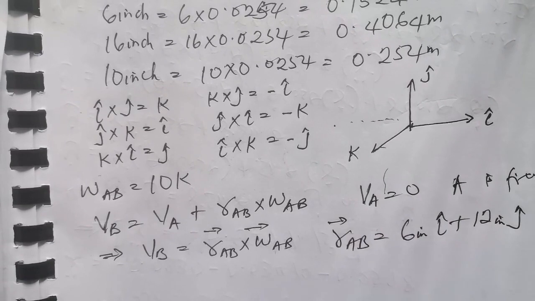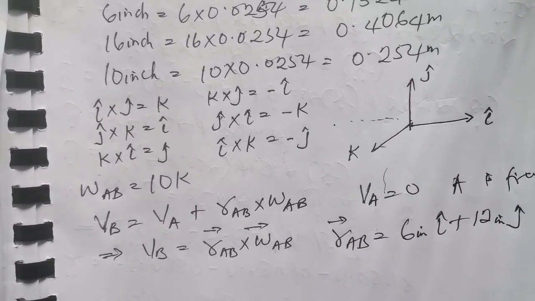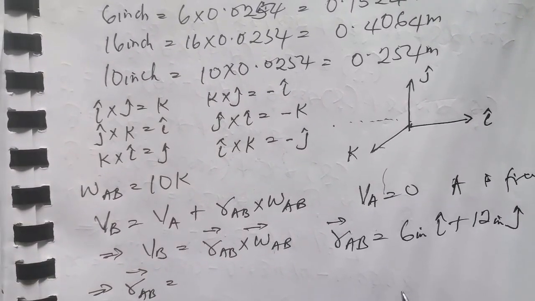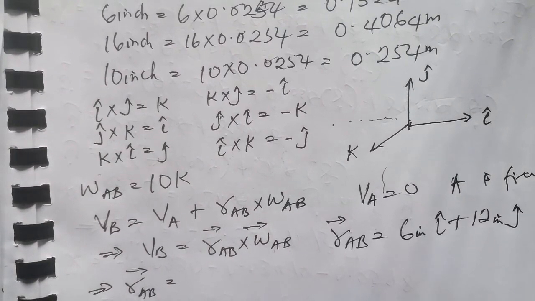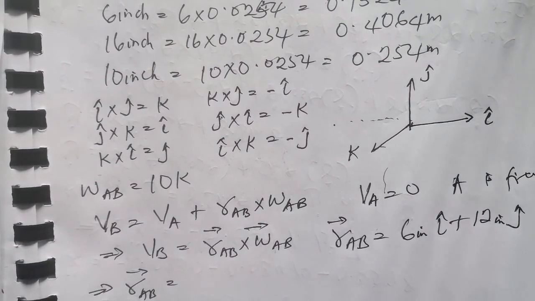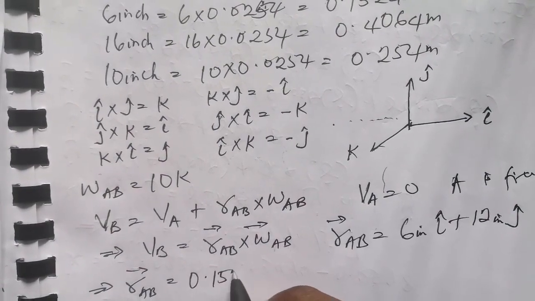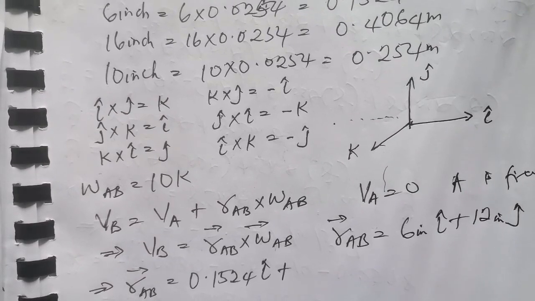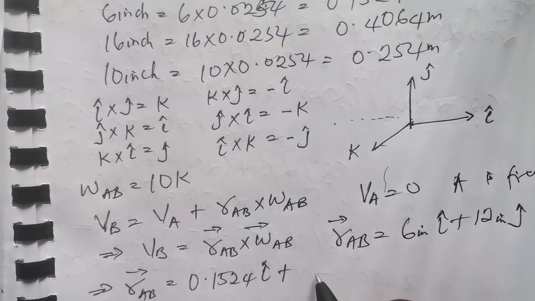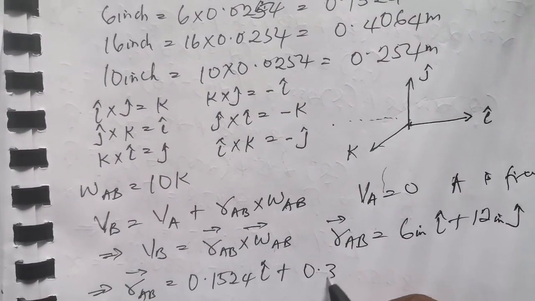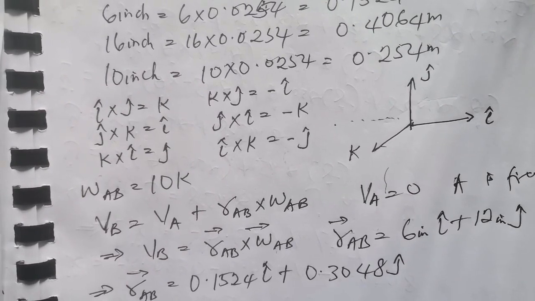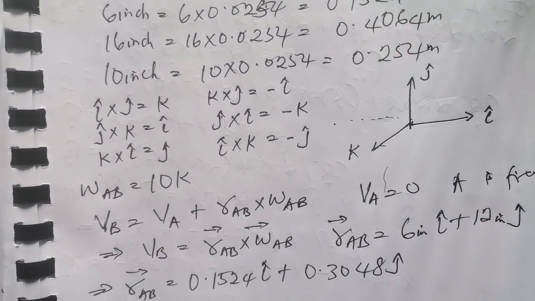So I'm going to now be using the converted values for 6 inch and 12 inch to represent these values. So this simply implies that RAB is equal to 6 inch, and we obtain 6 inch to be equal to 0.1524 in meters. So that is simply 0.1524 in the I direction, plus 12 inch, and we obtain 12 inch as 0.3048. So that is simply 0.3048 in the J direction. That is for 12 inch. So this is now our position vector between A and B.